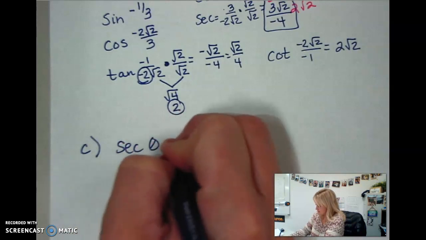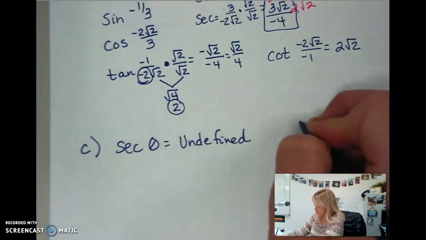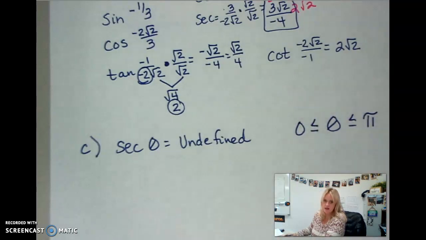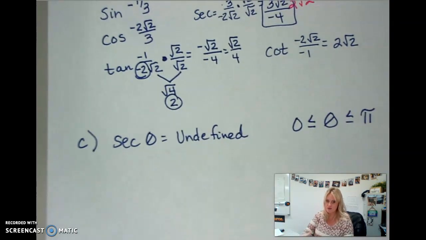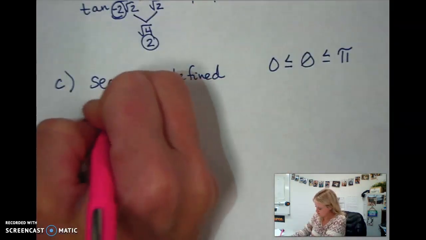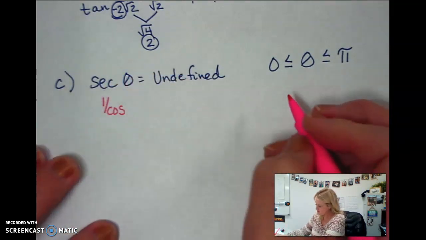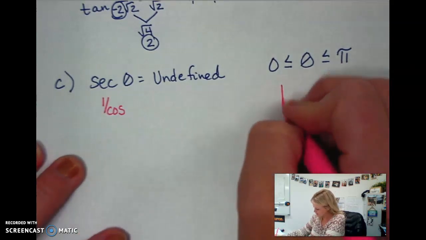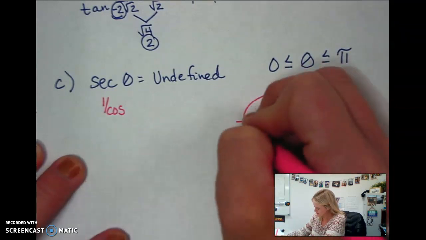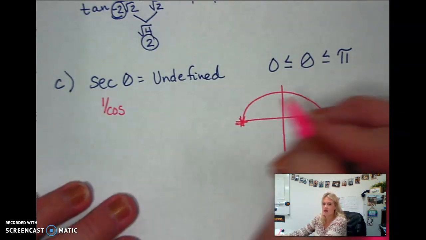The secant of theta is undefined, and the constraints are that theta lies between 0 and pi. See if you can tell on the unit circle where I am. Well, I know that the secant of theta is the same as 1 over cosine, but that doesn't help me really right now, so I'm going to use my constraint. My constraint is telling me I'm between 0 pi and 1 pi.